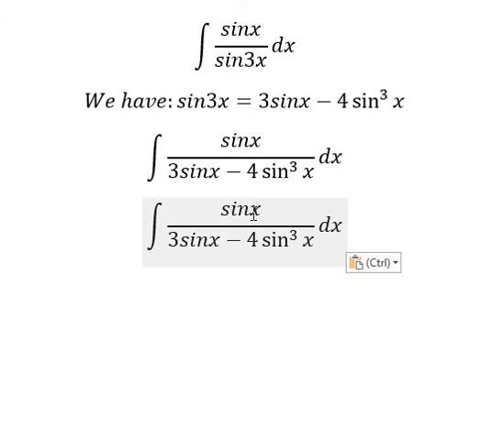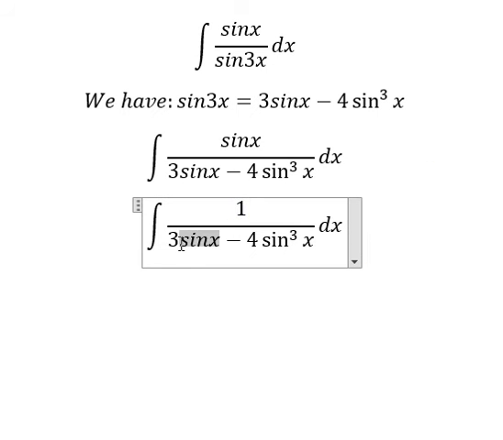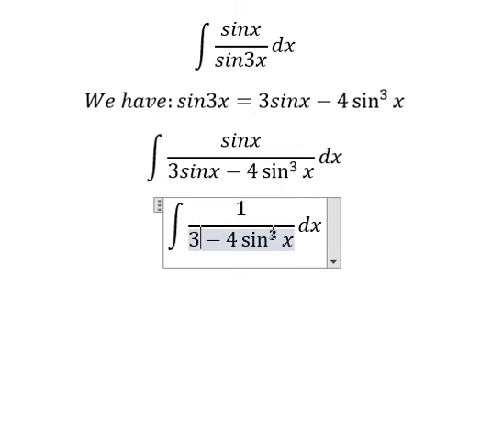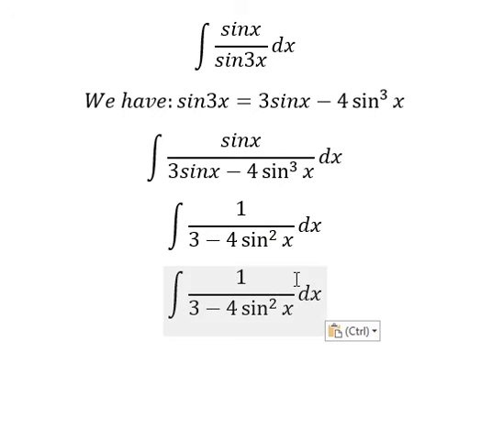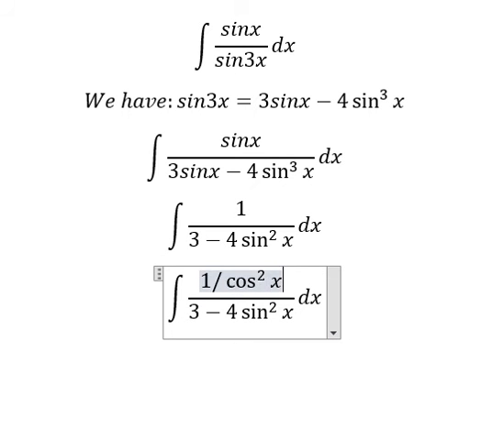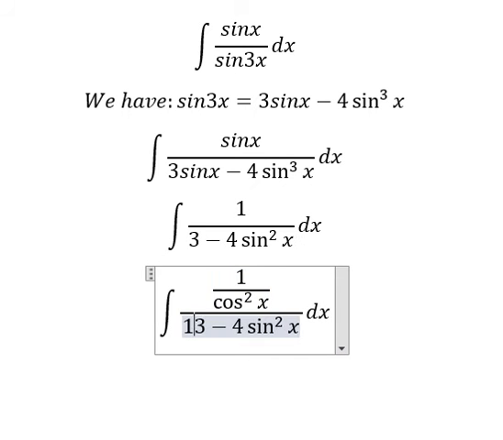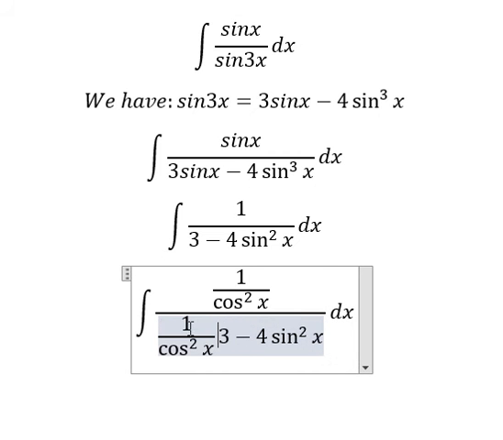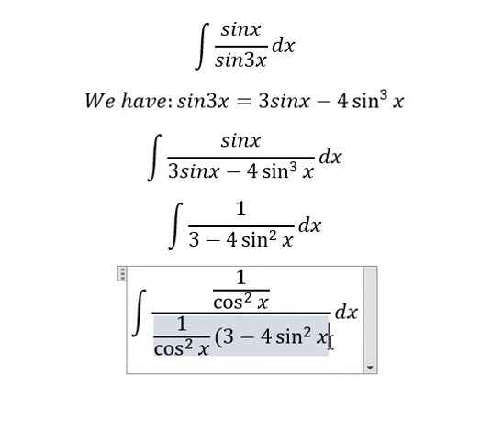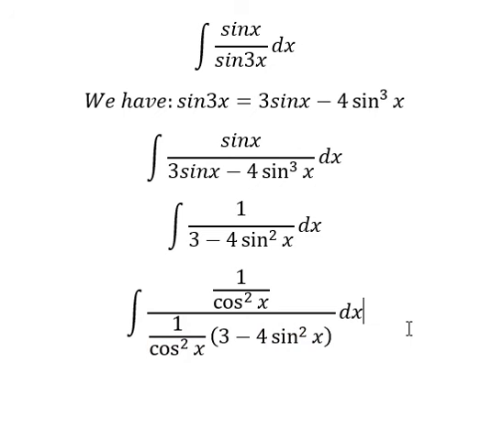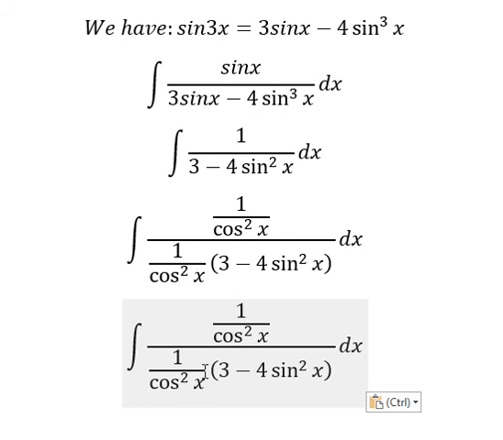Next, we divide both sides by sin x. Next, we divide both sides by cosine x squared on numerator and denominator. So we have 3 over cosine x squared and 4 sin x squared divided by cosine x squared.